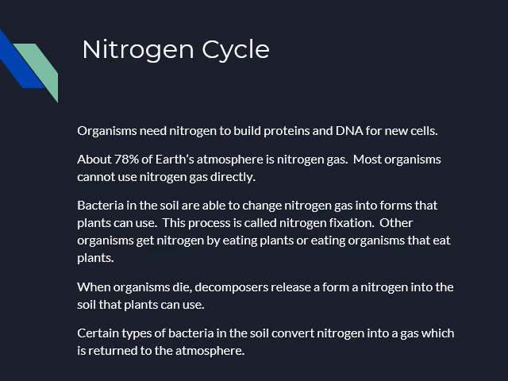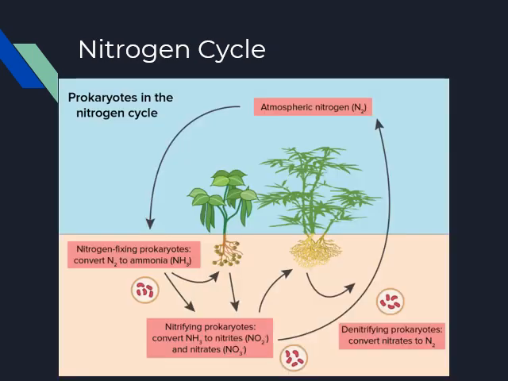Once again, decomposers play a role in this cycle as well, as they release a form of nitrogen into the soil that plants can use and break down nitrogen in dead organisms. And also, certain types of bacteria in the soil convert nitrogen into gas, which is returned to the atmosphere, so that we are not just slowly pulling nitrogen out of the atmosphere and eventually there wouldn't be any, but some bacteria return the nitrogen gas to the atmosphere as well. Simplified model, this is what it looks like.